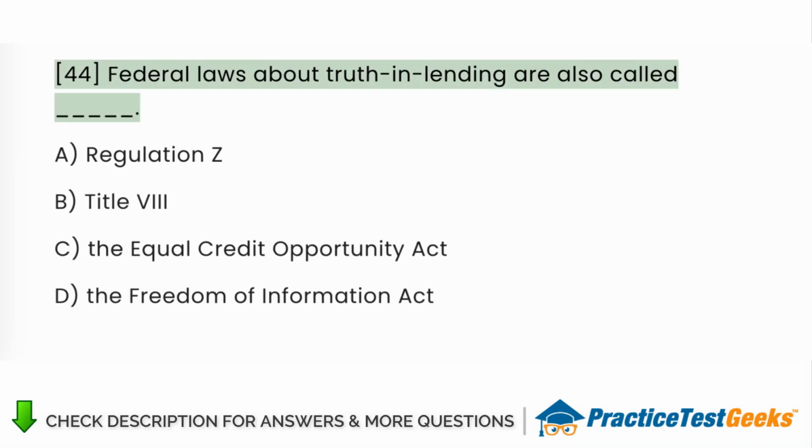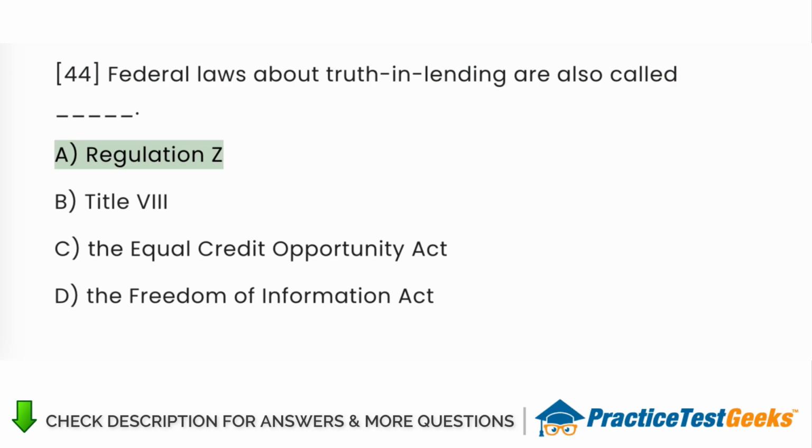Federal laws about truth in lending are also called: A. Regulation Z. B. Title 8. C. The Equal Credit Opportunity Act. D. The Freedom of Information Act.